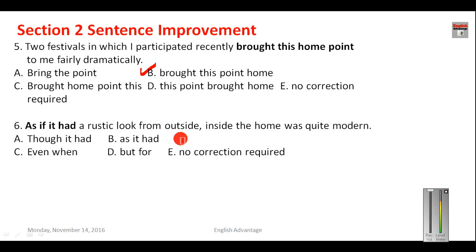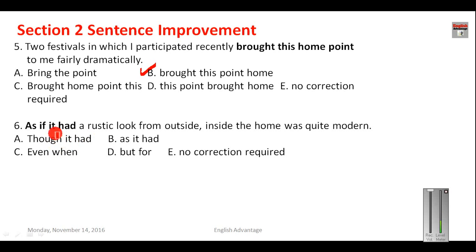As if it had a rustic look from outside, inside the home was quite modern. Okay. Now in this sentence, please try to figure out the answer out of the choices given here: though it had, as it had, even when, but for, and no correction required. In this sentence, we are telling the contradiction. From outside the house was modern, but from inside it was a rural look, or you can say rustic look. So to indicate this contrast, you must say here, though it had, or you can say even though.